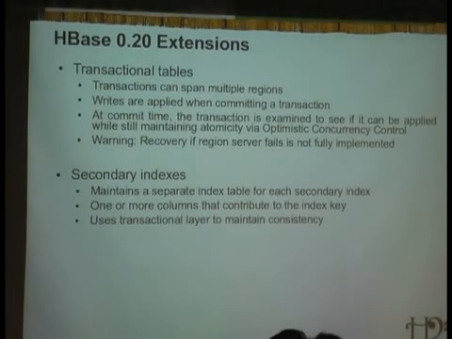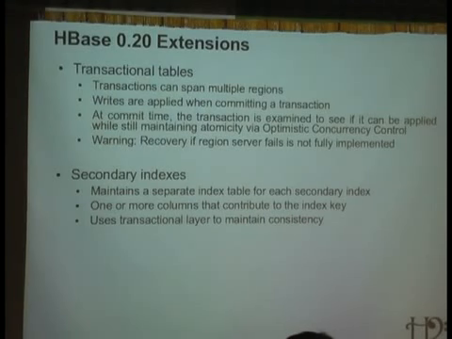So HBase also has some extensions. Earlier, I talked about how you give up most of the features of relational databases when you use Bigtable or HBase. But we do have transactional tables. They're slower. They're an add-on. It's not fully implemented. If a region server fails, for example, during a transaction, the recovery of this is not fully implemented. However, if there is no region server failure, then you can initiate a transaction which spans multiple regions, update a row, and then the transaction will either commit or abort, right?